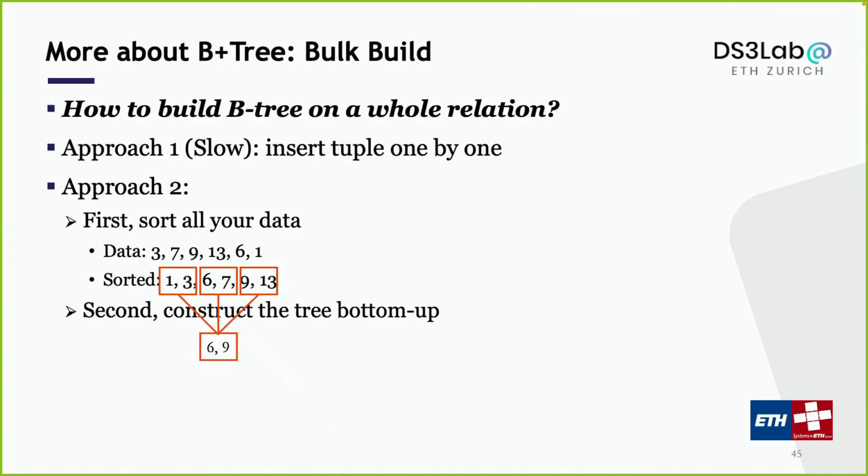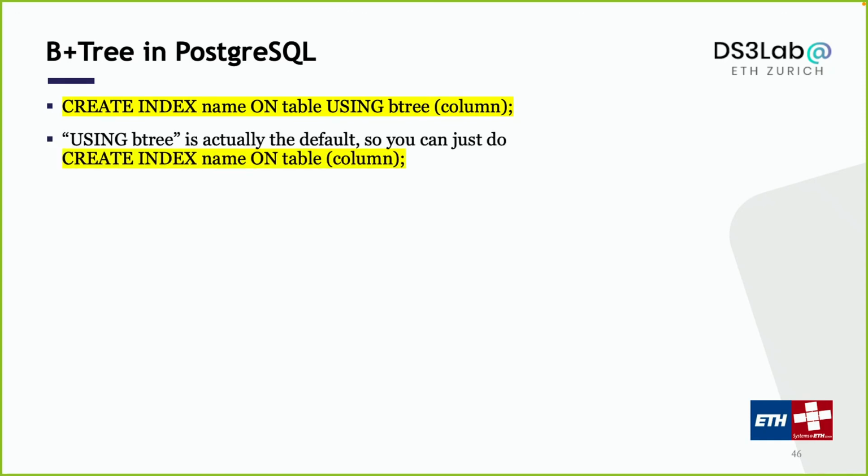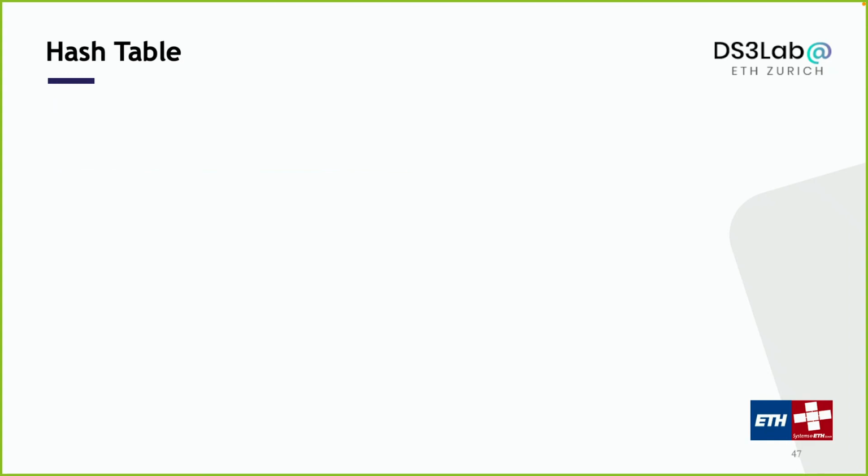In PostgreSQL, this is something you can do. You can give it a relation and create an index over that relation using this SQL statement. If you do not specify what type of index you are building, by default it builds a B tree for you. You can build a clustered B tree, but only one per relation because it's going to reorganize your data. You can build a whole bunch of unclustered B trees on your relation using this. So this is a B+ tree.